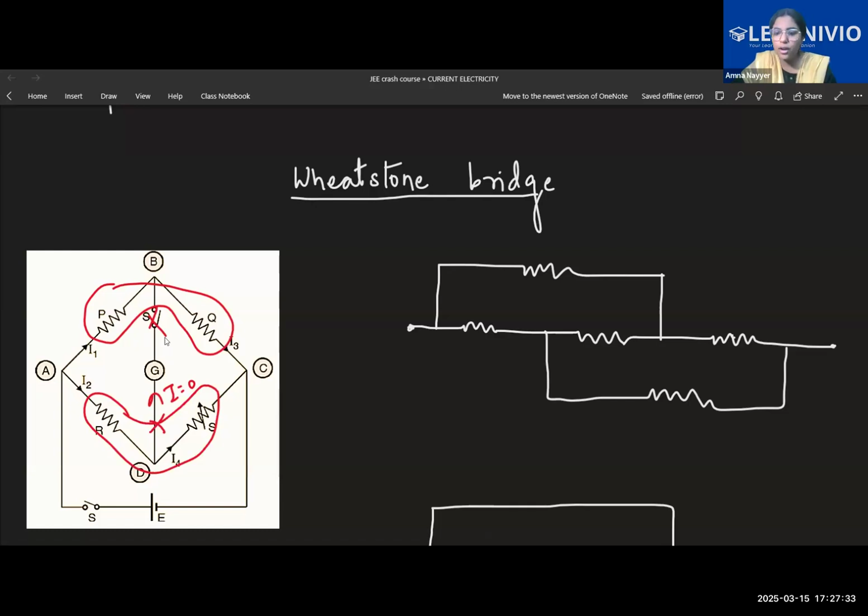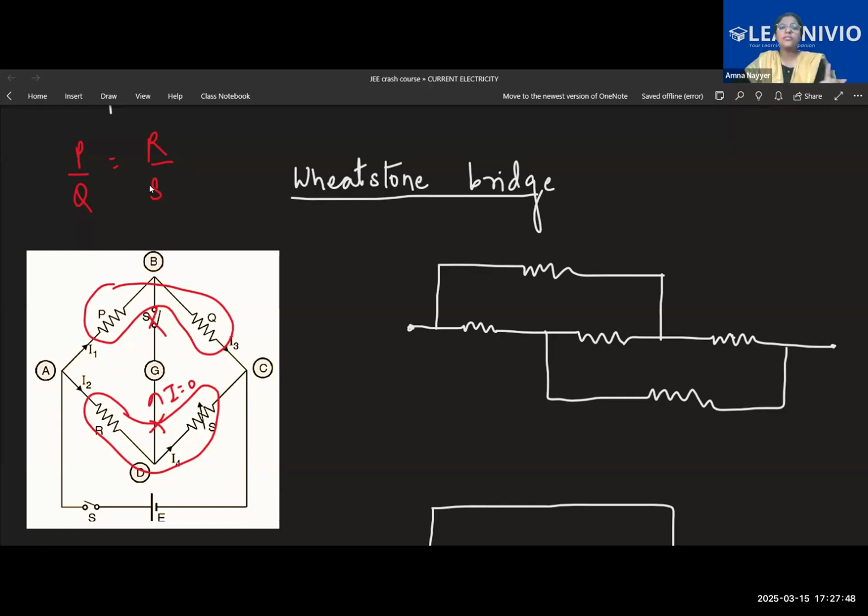But there's a condition for it. We cannot simply just use this. When can we say there is no current? When P by Q is balancing R by S. So the balancing condition has to be satisfied.